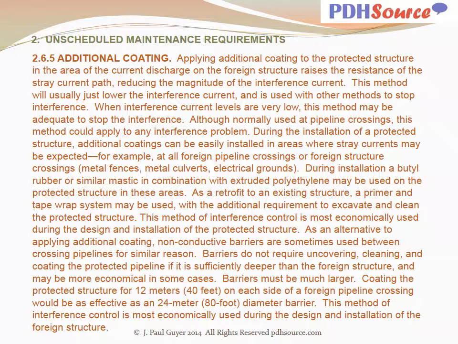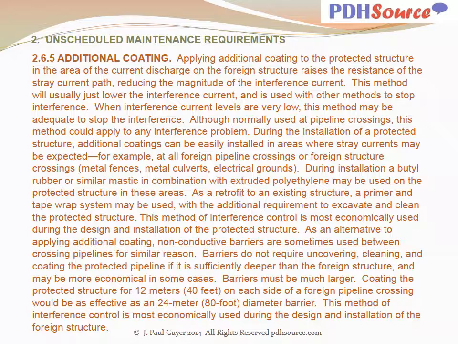During the installation of a protected structure, additional coatings can be easily installed in areas where stray currents may be expected. For example, at all foreign pipeline crossings or foreign structure crossings, such as metal fences, metal culverts, and electrical grounds. During installation, a butyl rubber or similar mastic in combination with extruded polyethylene may be used on the protected structure in those areas.